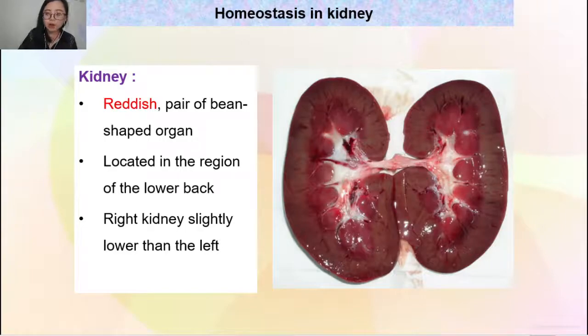Now let's talk about the kidneys. The kidneys are a reddish pair of bean-shaped organ. This is from a human, I think. Ini satu biji buah pinggang yang dibelah dua dari atas ke bawah. So this is a cross-section of a kidney. It looks like that thing on the right. It is located in the region of the lower back.